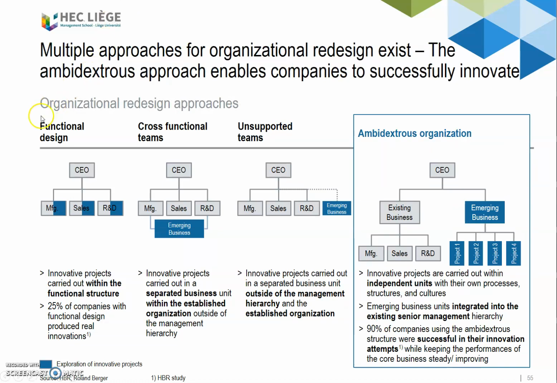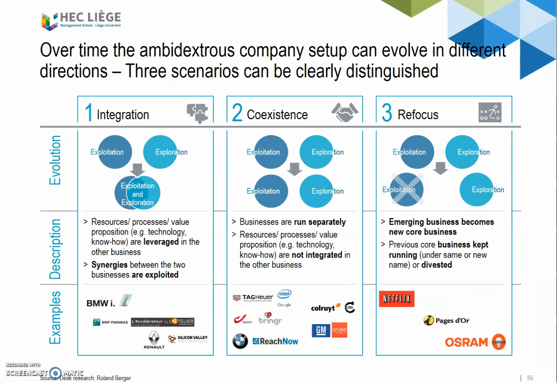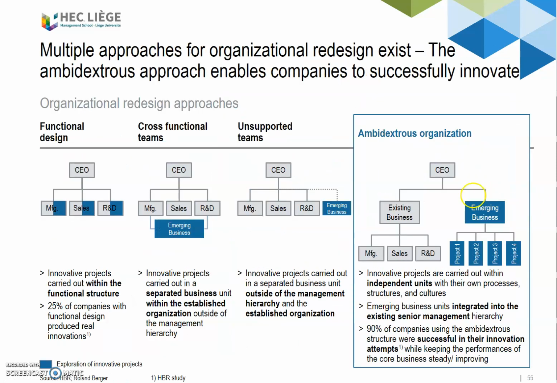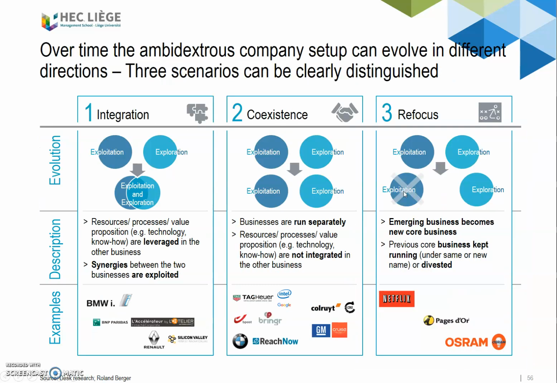And so you see, you can have several organizational models, but the ambidextrous organization will be able to combine the existing business and the emerging business. And within each of them, the organization will be different. And over time, that probably will be relatively small in the beginning, then grow. And then over time, the ambidextrous company setup will or should or will probably evolve in different directions.